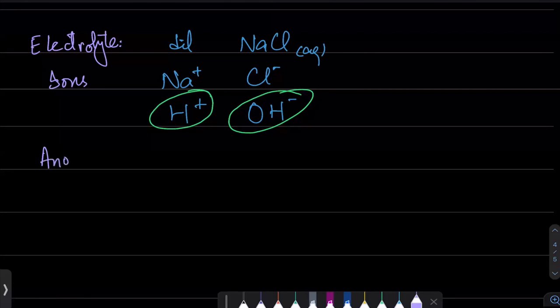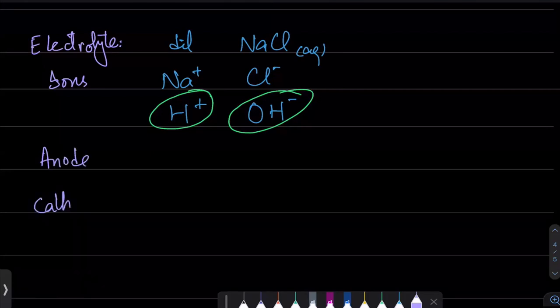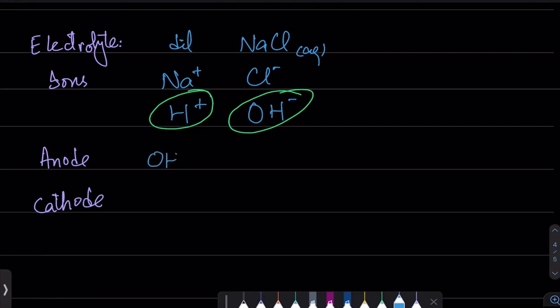At the anode, we have an equation. At the cathode, we have an equation. So at the anode, we will get hydroxide ion. Now, here's the equation. Hydroxide ion goes, makes oxygen, 2 water, and 4 electrons. So that means you have 4 hydroxide. And that's an equation that you should memorize, that you should remember.